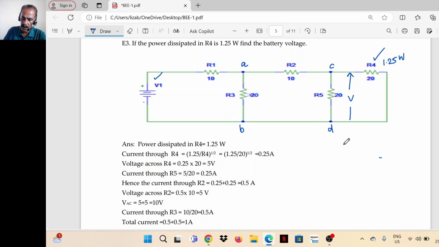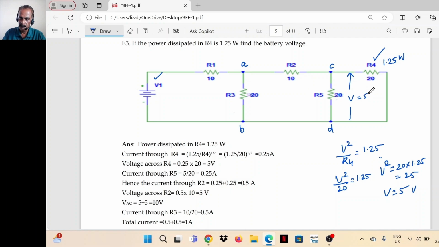So V square divided by R4 is equal to 1.25. So power is equal to V square by R. So R4 value we know, that is 20 ohm, that is V square divided by 20 is 1.25, or V square is equal to 20 into 1.25, that is 25, therefore V is equal to 5. So V is equal to 5 volts.